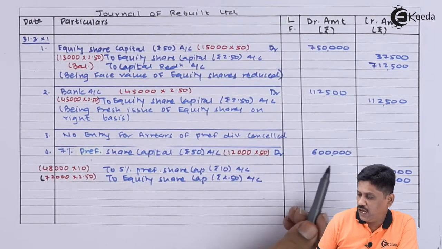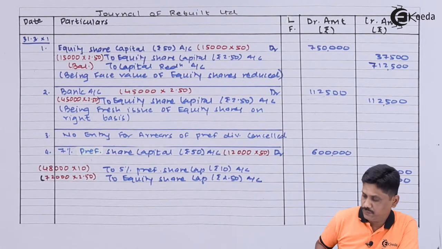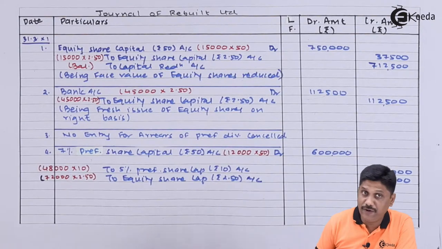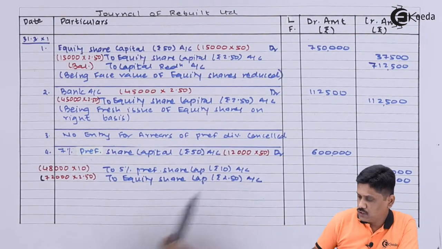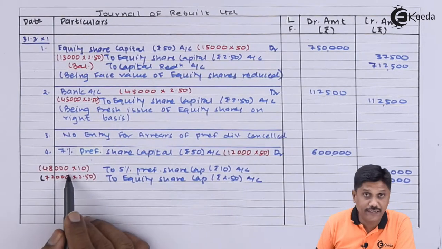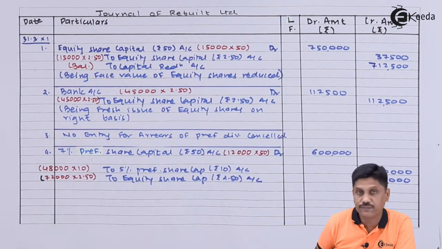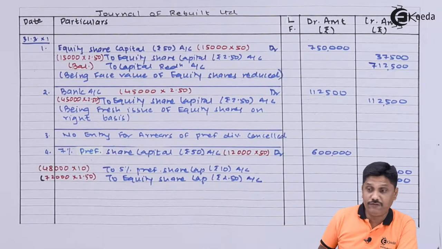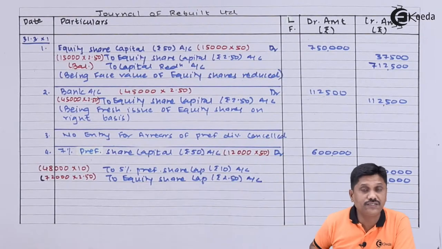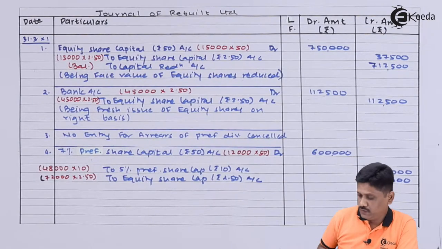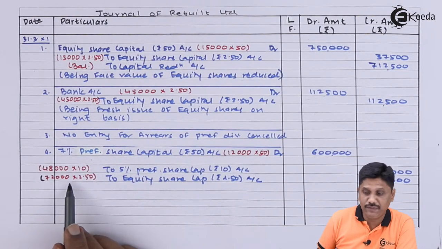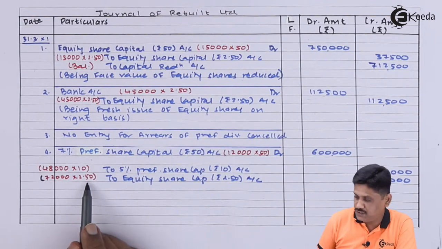12,000 shares of 50, I have to debit 6 lakhs rupees. They are saying for each preference share, they will get new 4 preference shares. So for 12,000, they will get 48,000 preference shares of rupees 10 each. Plus, they will get for each share 6 new equity shares. So 12, 6 are 72. 72,000 equity shares will be given to them of rupees 2.50 each.